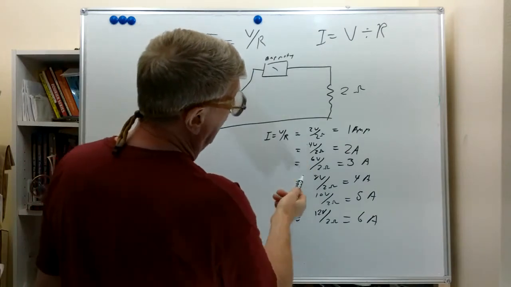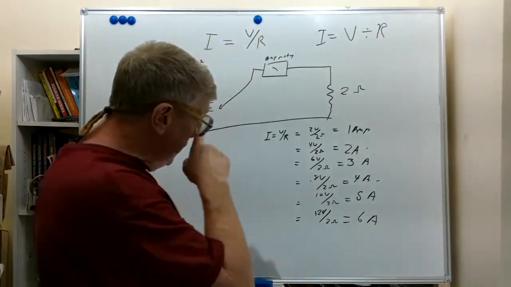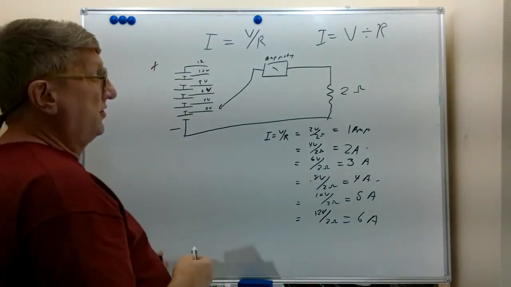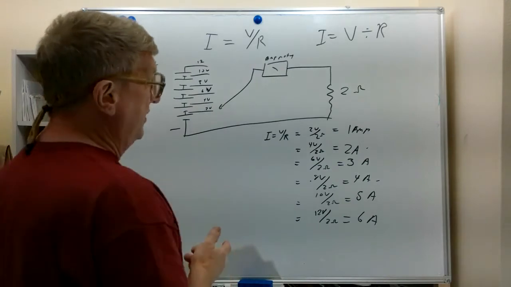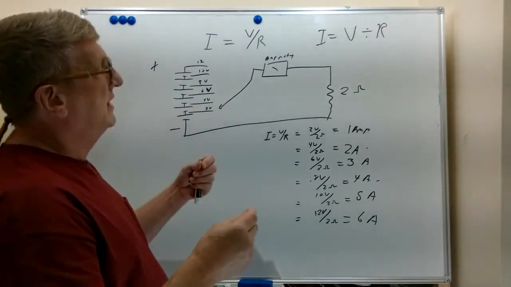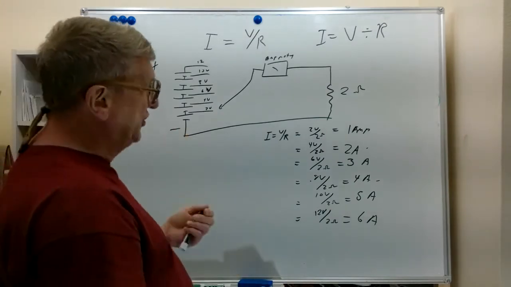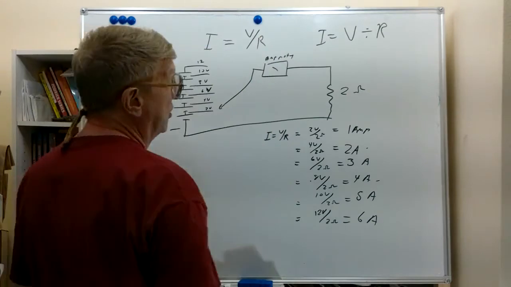Go from 4 volts up to 8 volts, we double the voltage again. We go from 2 amps to 4 amps. We have doubled the current again. So as we double the voltage, we double the current. So basically what that says is that current and voltage are directly proportional. If we increase voltage, we increase current.